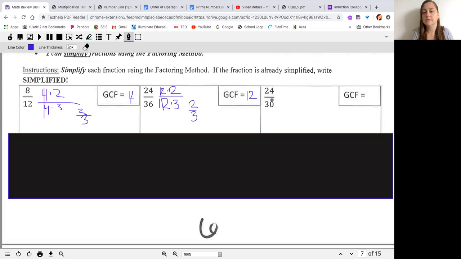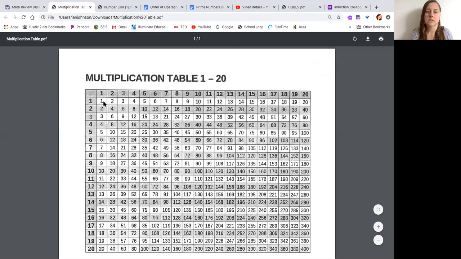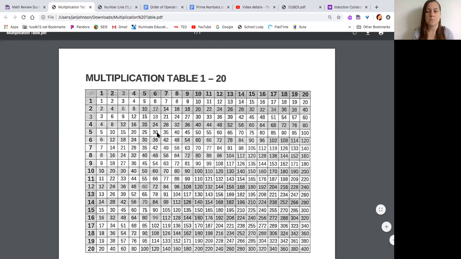Okay, so we're going to do the same thing for 24 and 30. So we had 12, so start there. 24 and 36, nope. Okay, let's go to 9. Oh, it had 36, now I want 32. 24 and 32, not quite. 7 didn't work. Go down to 6. 6 has 24 and 30.